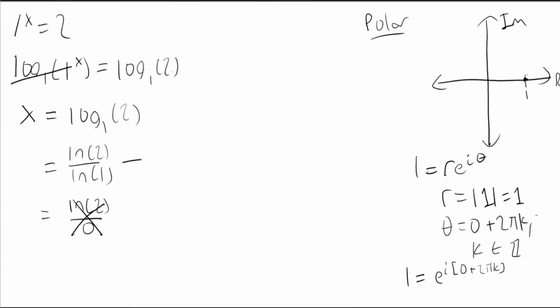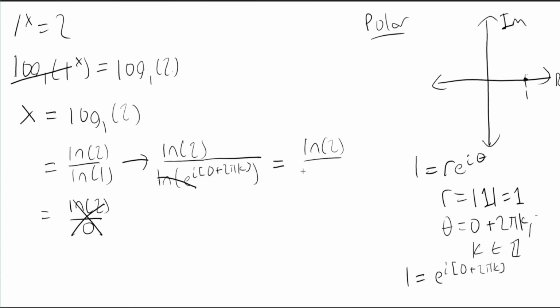So now we can come back here and we have ln 2 over ln of e to the power of i times (0 plus 2 pi k). So we see the ln and the e cancel here. So we're just going to be left with ln 2 over i times (0 plus 2 pi k), that's just i times 2 pi k.